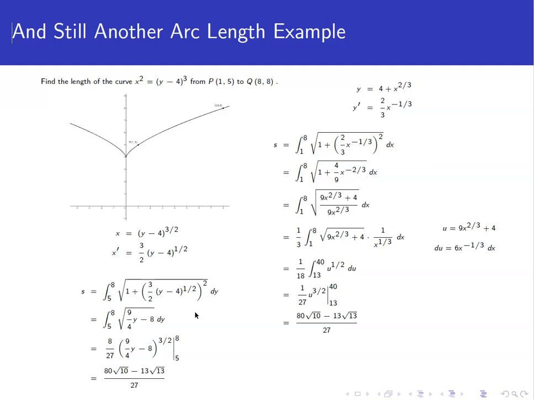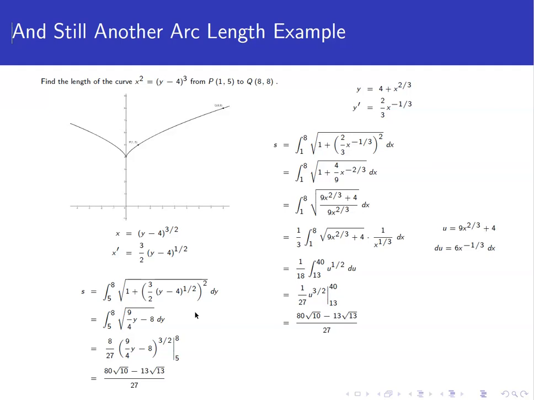If instead we wanted to do this as a function of x, we would need to solve for y. We would have to take the cube root of both sides and then add 4. So our y becomes 4 plus x to the 2/3. The derivative there is 2/3 x to the negative 1/3. Plug that into our arc length formula and simplify a little bit. We get 1 plus 4/9 x to the negative 2/3 under that radical. Notice in this case our limits are from 1 to 8 because we're doing limits for x, as opposed to the previous one, where our limits were 5 to 8.